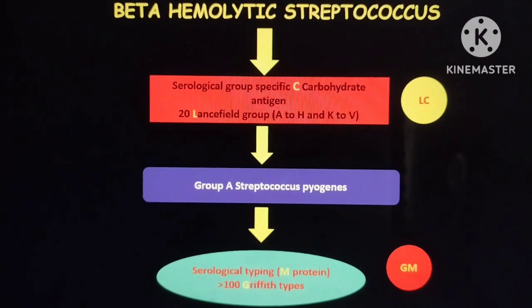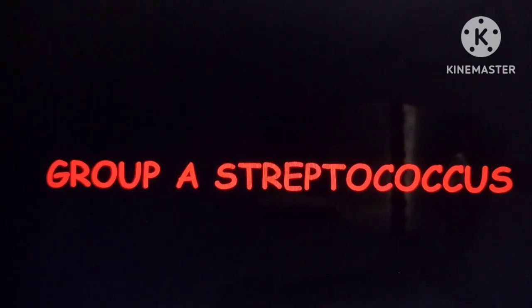That's all. Coming to the next, the Griffith typing is based upon the M protein. Just remember these two points: one is LC, another is GM. Now we'll deal with group A Streptococcus, that is Streptococcus pyogenes.